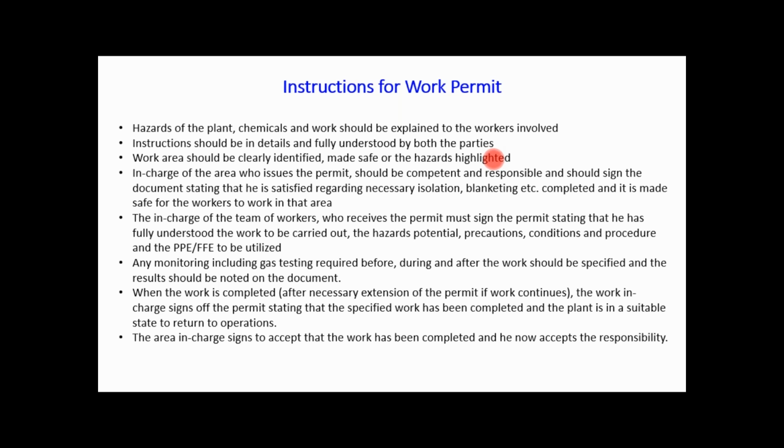Then the in charge of the area who issues the permit should be competent and responsible and should sign the document. So before starting the work, the responsible person is going to check all these types of hazards, and all the instruments or appropriate tools that are going to be used by that worker. And then he is going to sign that document, stating that he is satisfied regarding the necessary isolation, blanketing, etc., because some areas need these types of blanketing or isolation.